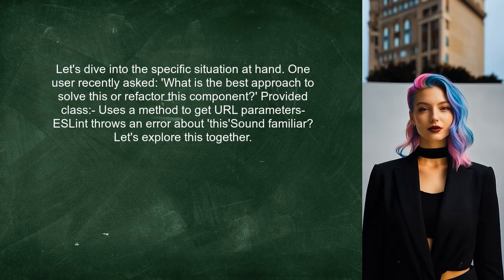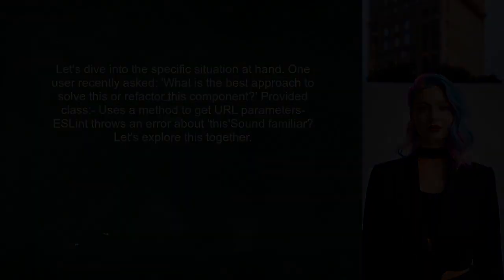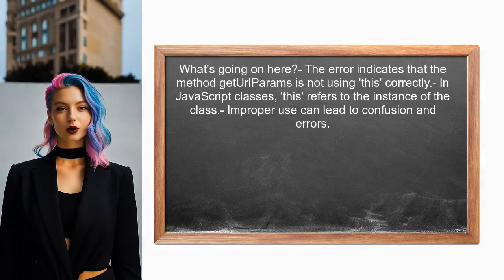One user recently asked, "What is the best approach to solve this or refactor this component?" They provided a class that uses a method to get URL parameters, but ESLint is throwing an error about the use of this. Sound familiar? Let's explore this together. So what's going on here?